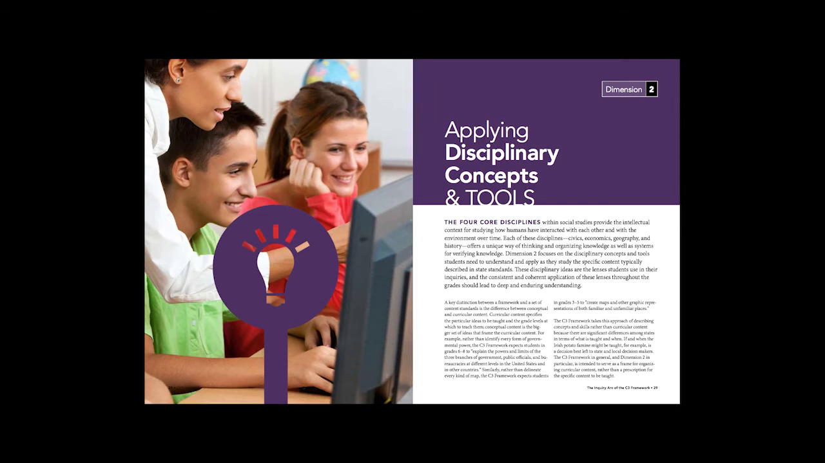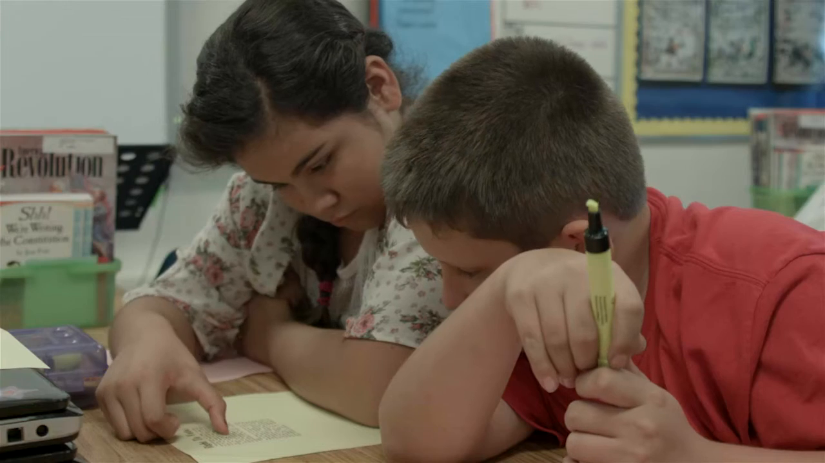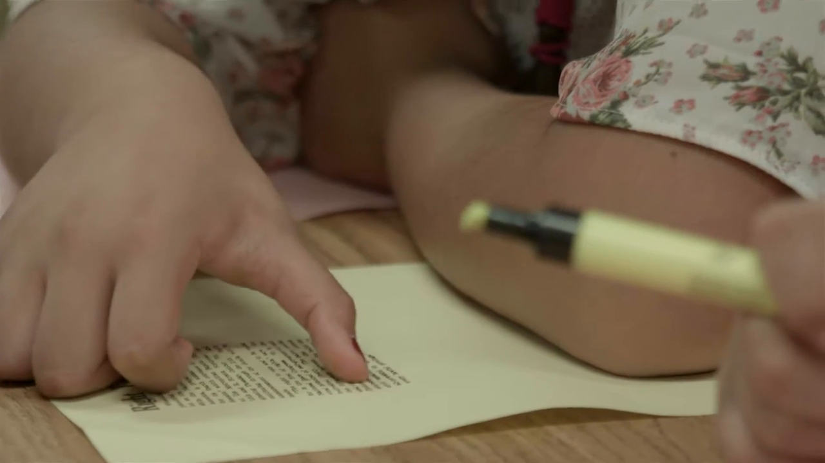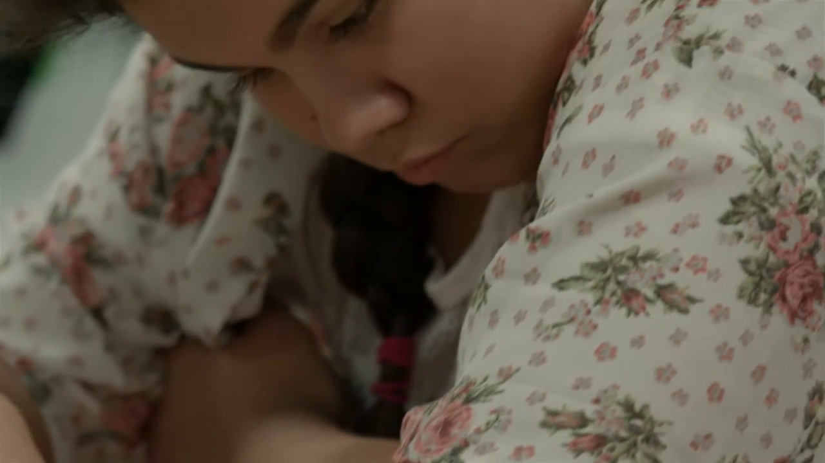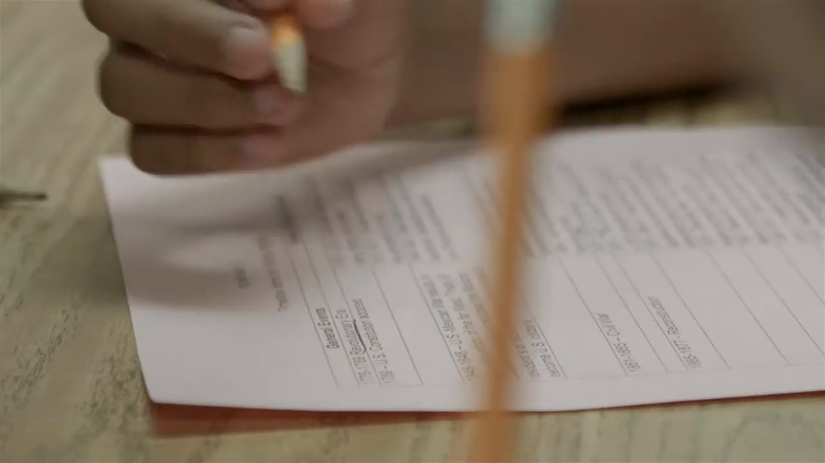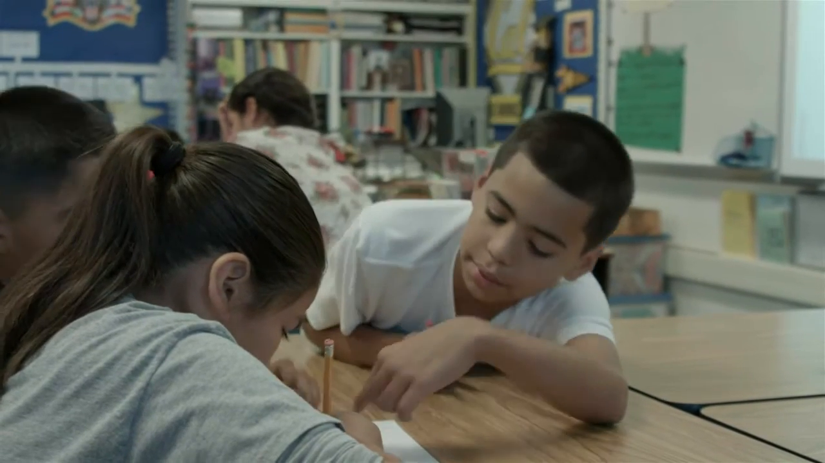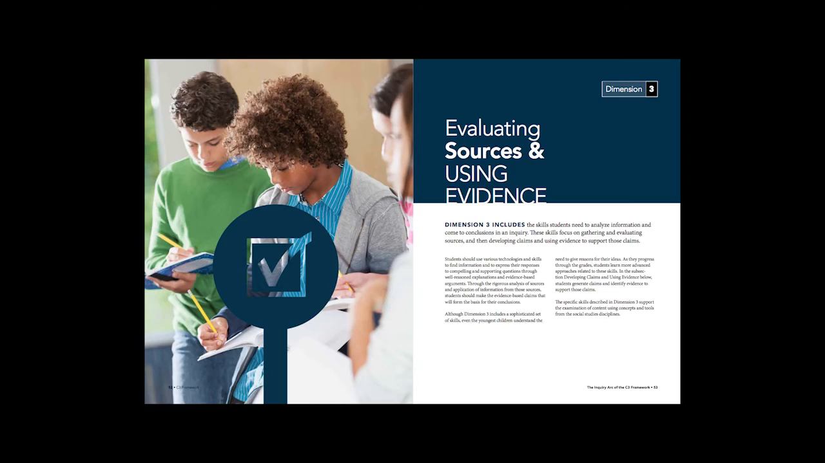Voting matters because your voice can be heard and you can make decisions based on how you feel and your opinions. Dimension 2 is about applying disciplinary tools and concepts, not just looking through the lens of history, or economics, or geography, or civics, or the other humanities, but looking at them in interrelated ways, and also connecting to reading language arts. Dimension 3 is about evaluating sources and gathering evidence to respond to the compelling question.